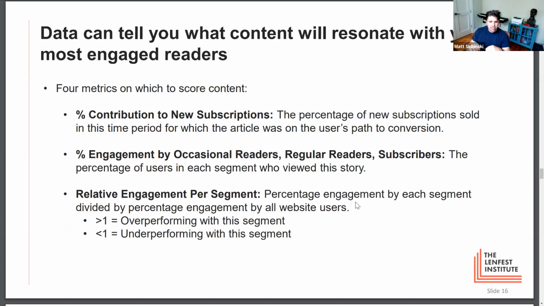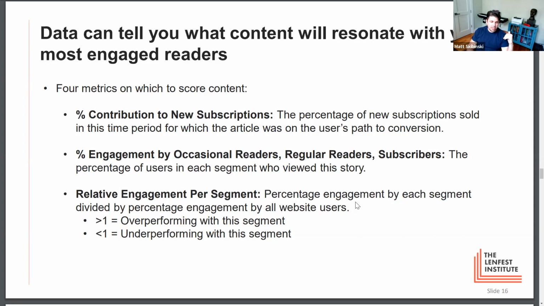So there are some data points that can tell you which content will resonate with your most engaged readers, or with readers who you want to become engaged. I have some examples on the following slides, but basically the broad categories are: which content is contributing to new subscriptions. It does not mean it was the last article somebody viewed before they bought a subscription. I'll talk about that, but it does mean that it helped drive somebody toward a subscription.